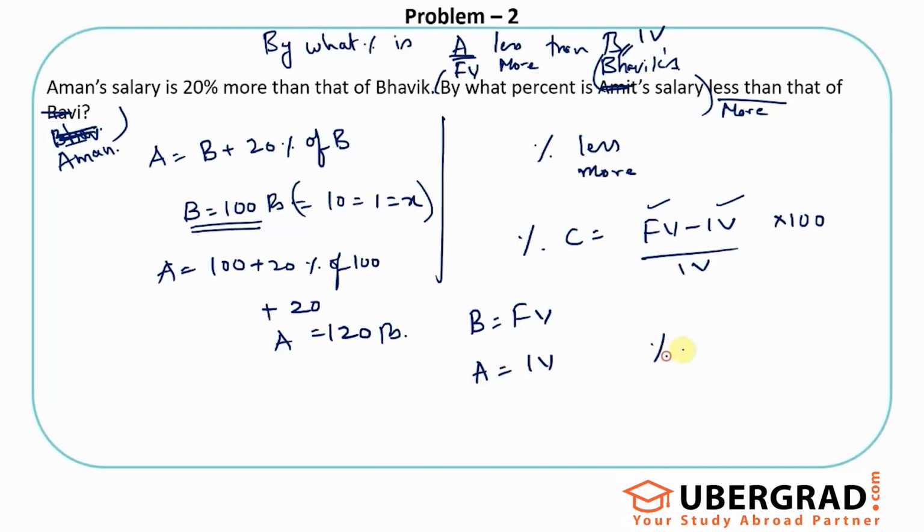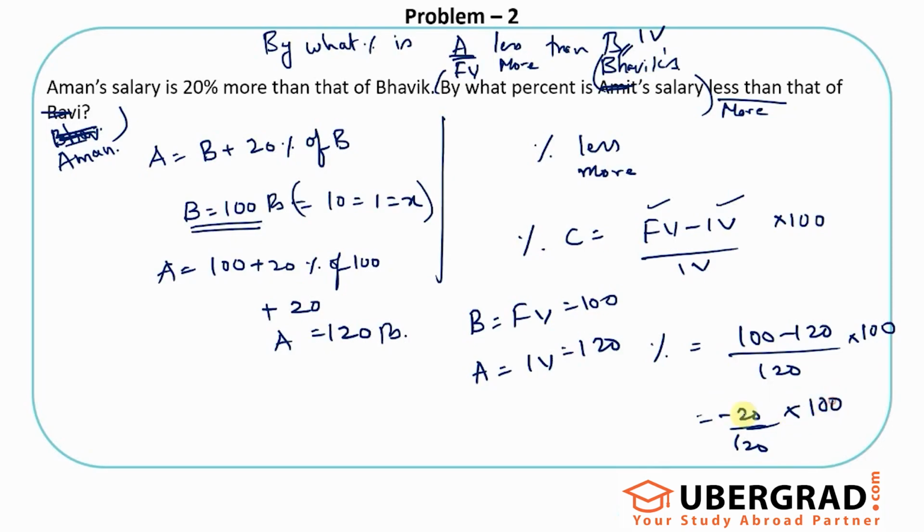So simply the percentage answer would be final, which is what? 100, Aman is 120. So 100 minus 120 by 120 into 100. Right, that will be minus 20 by 120. That's why it's less than, because I'm getting negative. If I get positive, that is more than. Right, so it will be minus 16.66%.